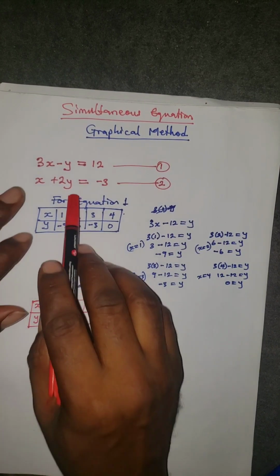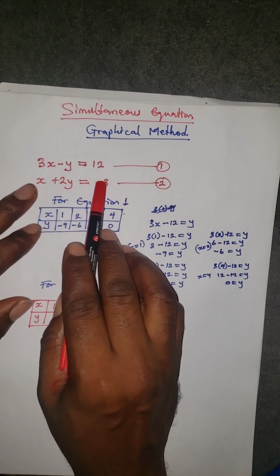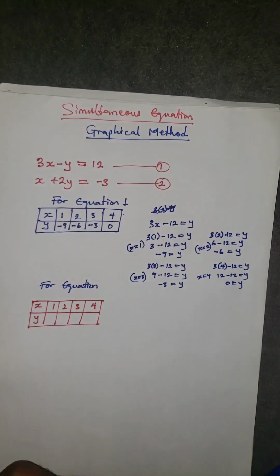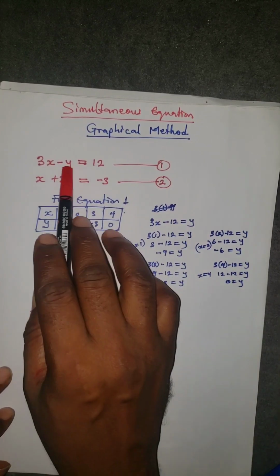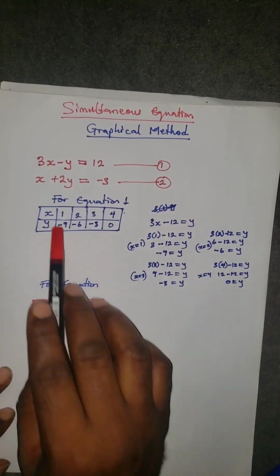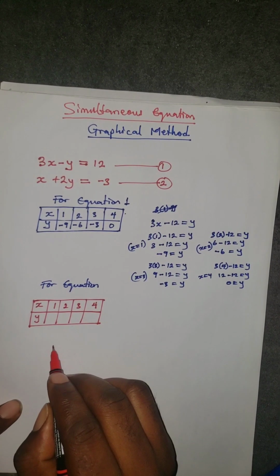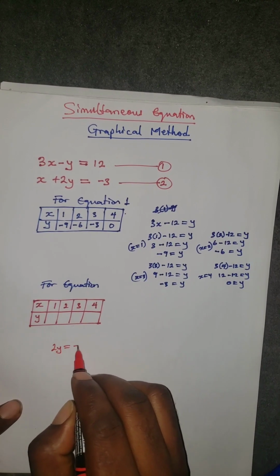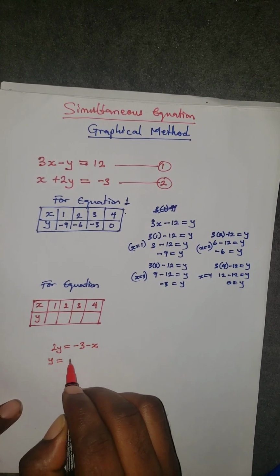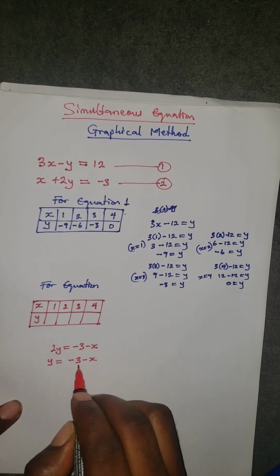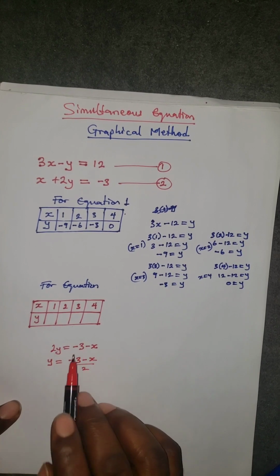So now we have x plus 2y equals minus 3. So we actually need to, just like what we did here, make y the subject of the formula. Okay, so we need to do the same thing here. So I will have it as 2y equals minus 3 minus x. So y will give me minus 3 minus x all over 2. That is when you divide both sides by 2.